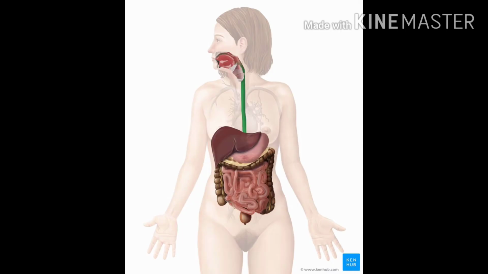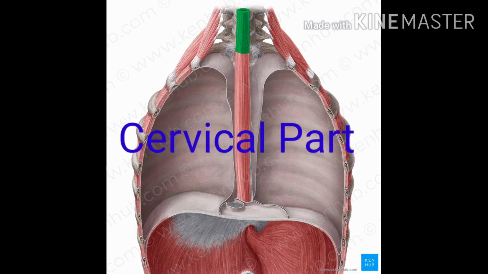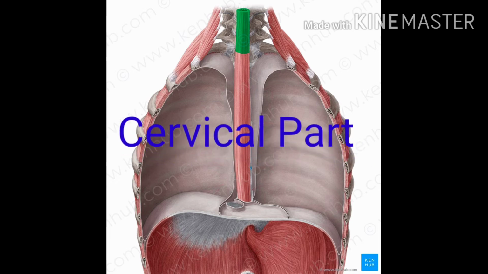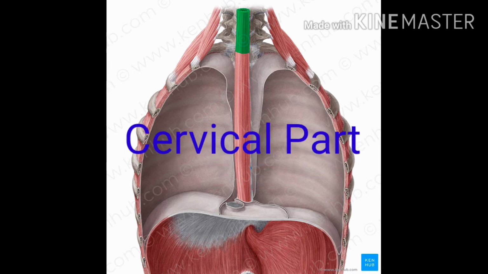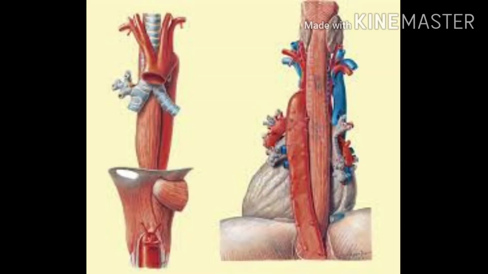Parts of esophagus. Based on location and structure related to it, esophagus is divided into three parts: cervical part, thoracic part and abdominal part. Cervical part. It is 4 cm in length and extends from the lower border of the cricoid cartilage to the superior border of manubrium sterni. It begins in midline but inclines slightly to the left as it descends.